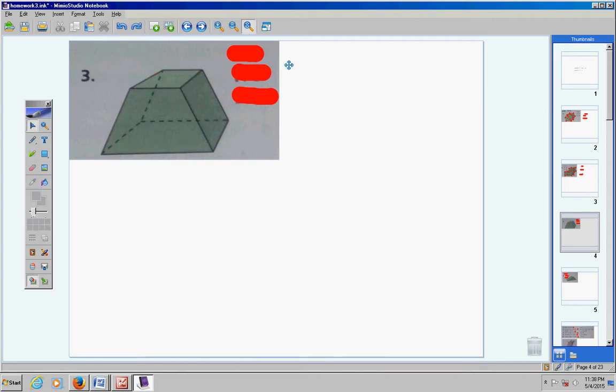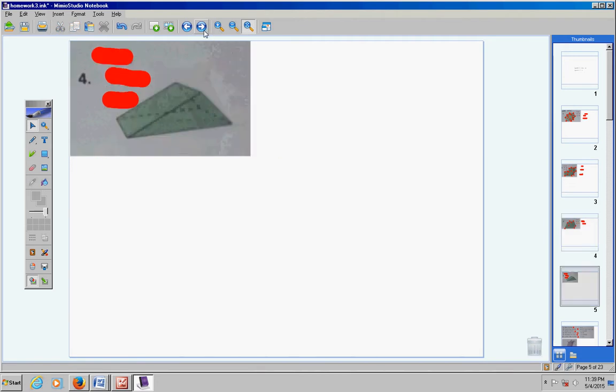Alright? 6. Now for the vertices, let's see here. 1, 2, 3, 4, 5, 6, 7, 8. I'm counting 8 vertices. So 6 plus 8 is 14. 14 minus 2 is 12. 12 edges.